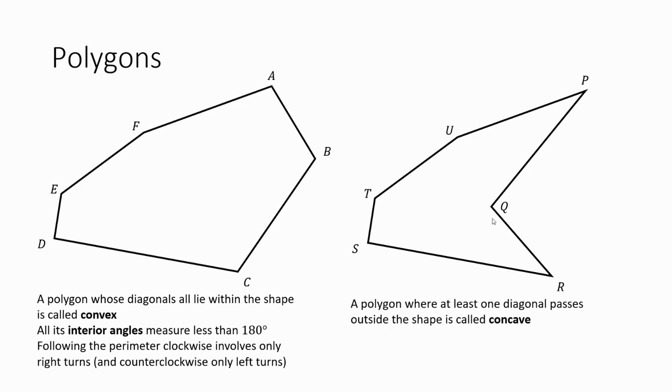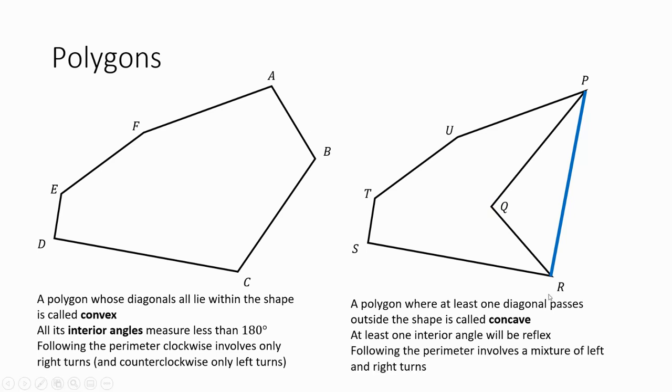In this polygon, we've got a diagonal that passes outside the shape. It's called concave, therefore, because it bends in. It's got a dent, a concavity. If you've got a concave polygon, you can also know that because at least one of the interior angles will be a reflex angle. And if you think about walking around it, if it were a building of some sort, you'll note that sometimes you'll be turning left, sometimes you'll be turning right if you're following the walls all the way along. If you shortcut, you'd be using one of the diagonals instead.